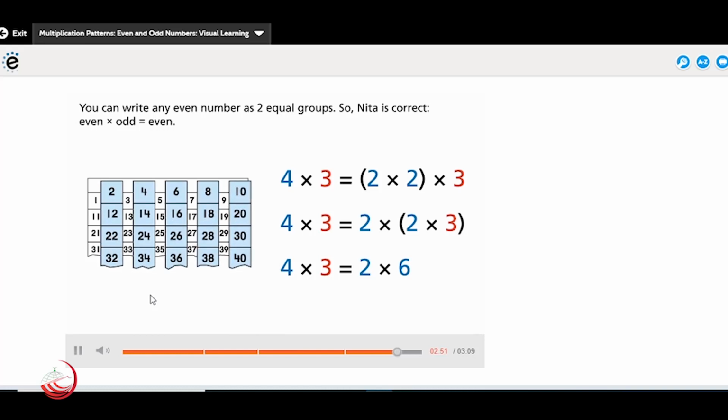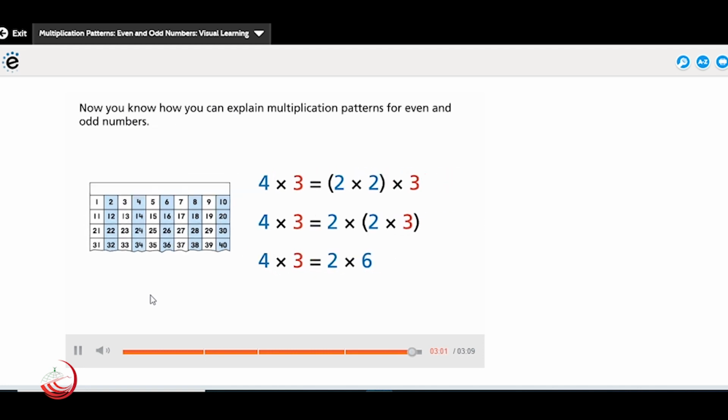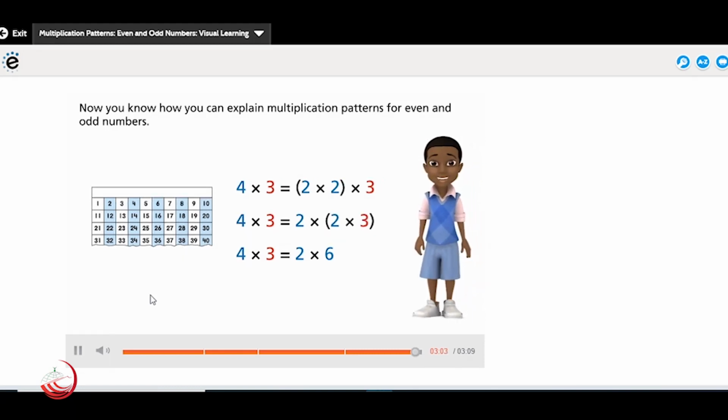You can write any even number as 2 equal groups. So, Nita is correct. Even times odd equals even. Now you know how you can explain multiplication patterns for even and odd numbers. Great.